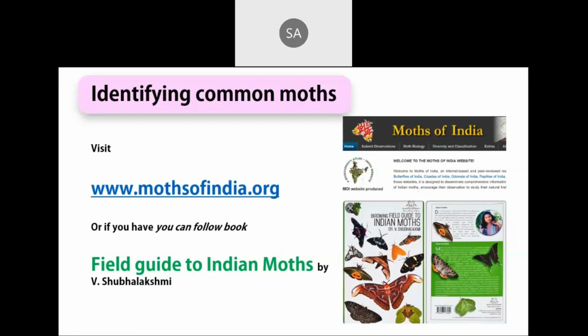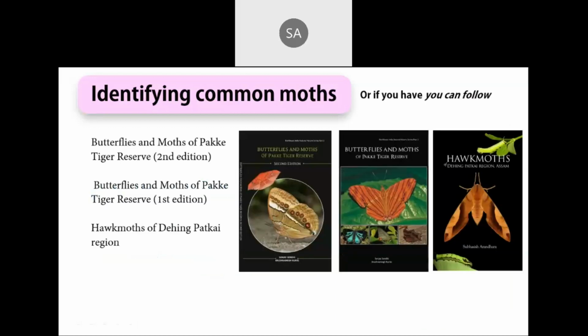www.mothsofindia.org. Then one book is also there, Birdwing Field Guide to Indian Moths by Dr. V. Subbalakshmi. This is a very good book for moths of entire India. More than 700 species are enumerated in this book. Those who are very interested in moths, who go to the forest and survey for moths, can always buy this book so that their identification is rightly done in the field itself. So Field Guide to Indian Moths. This book is worth buying. Next slide.